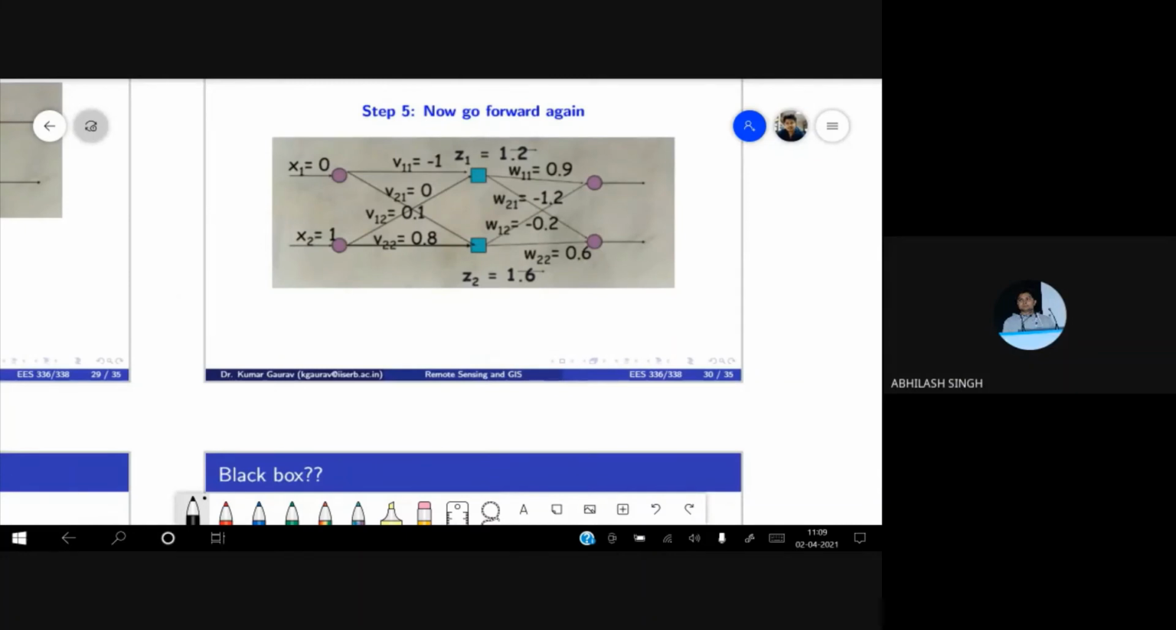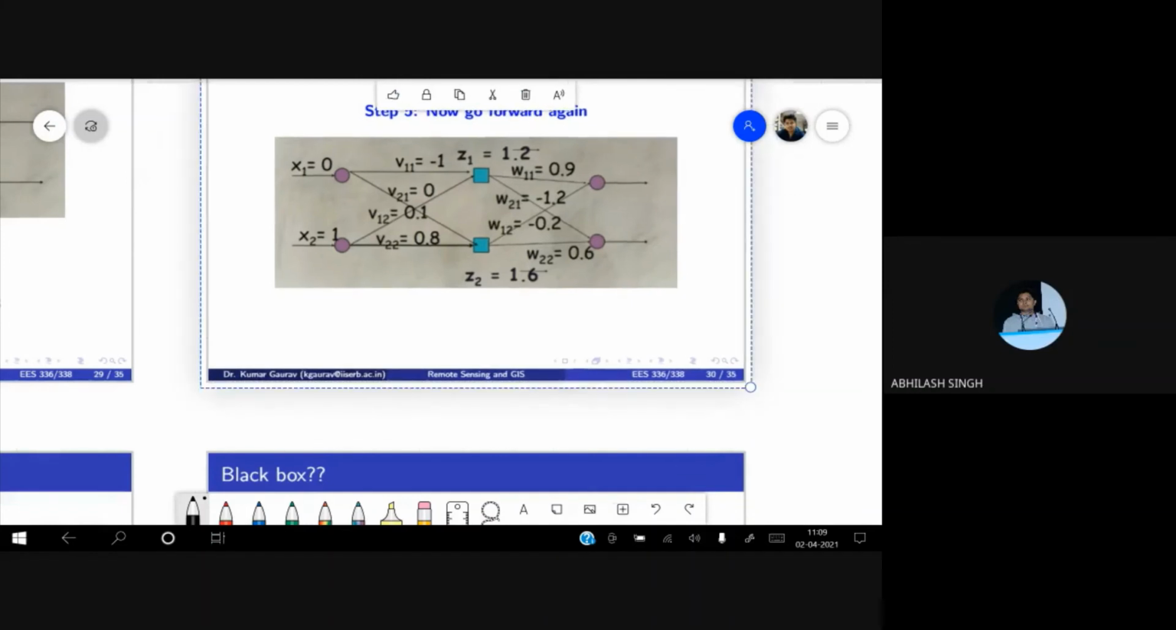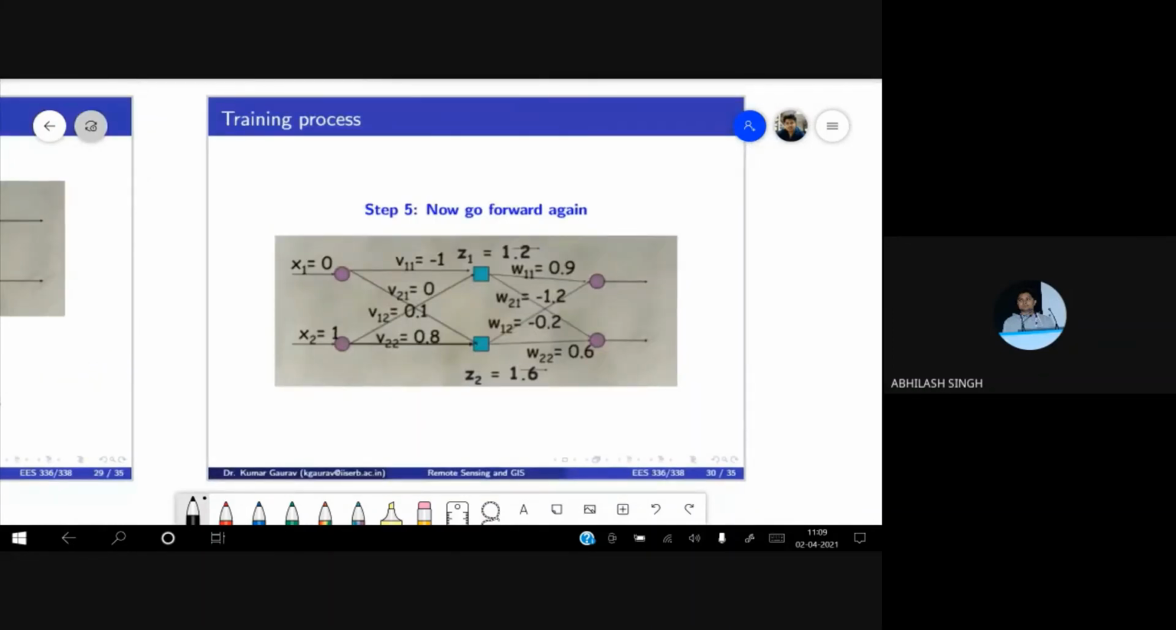So let me summarize the thing. We started with a value x1 equal to 0, x2 equal to 1, and some initial guess of the weights of v and w. And with that, we obtained output y1 2 and y2 2. We have measured the errors and updated the weights. We have updated w, we have updated v.